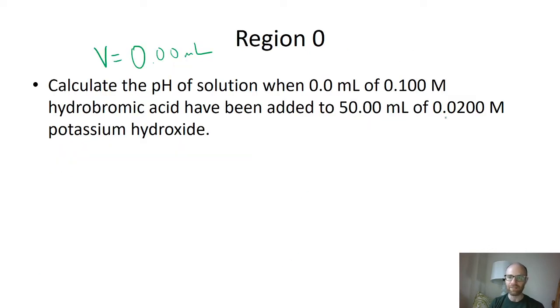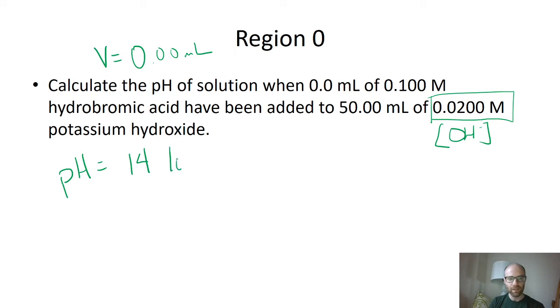And so all we really have to do is look at the thing that's actually present, and we have this. That's going to be our potassium hydroxide concentration. That's going to be our hydroxide concentration. So pH should be equal to 14 plus log of hydroxide, which in this case is going to be equal to 0.02 molar, and the pH that we get out is 12.301. We're good? We're good.